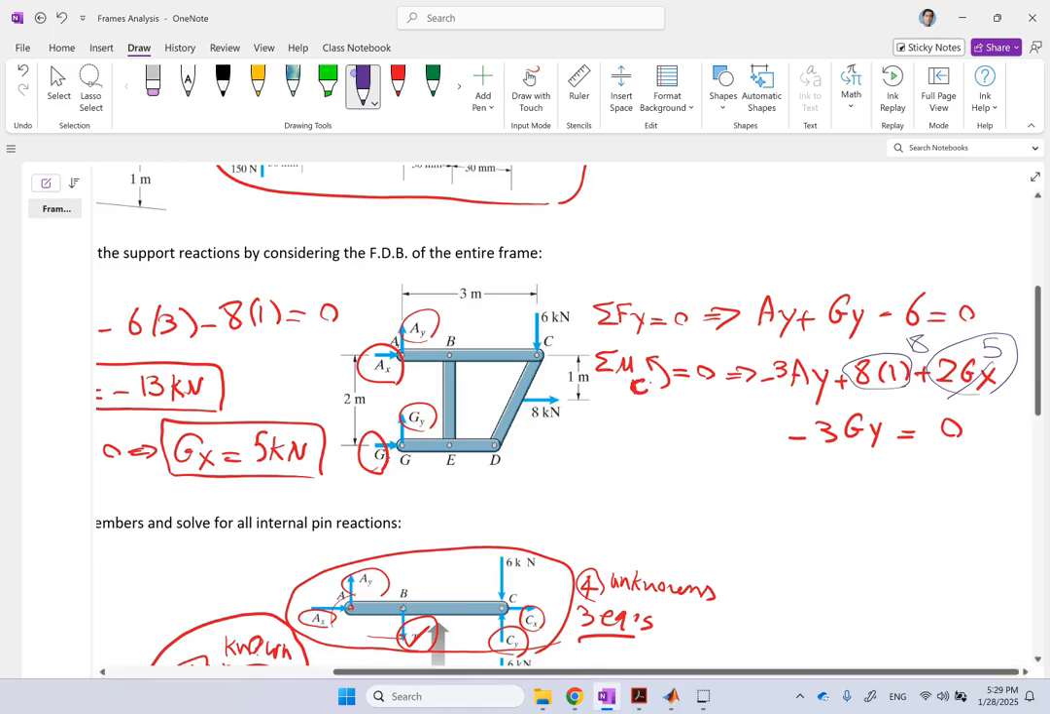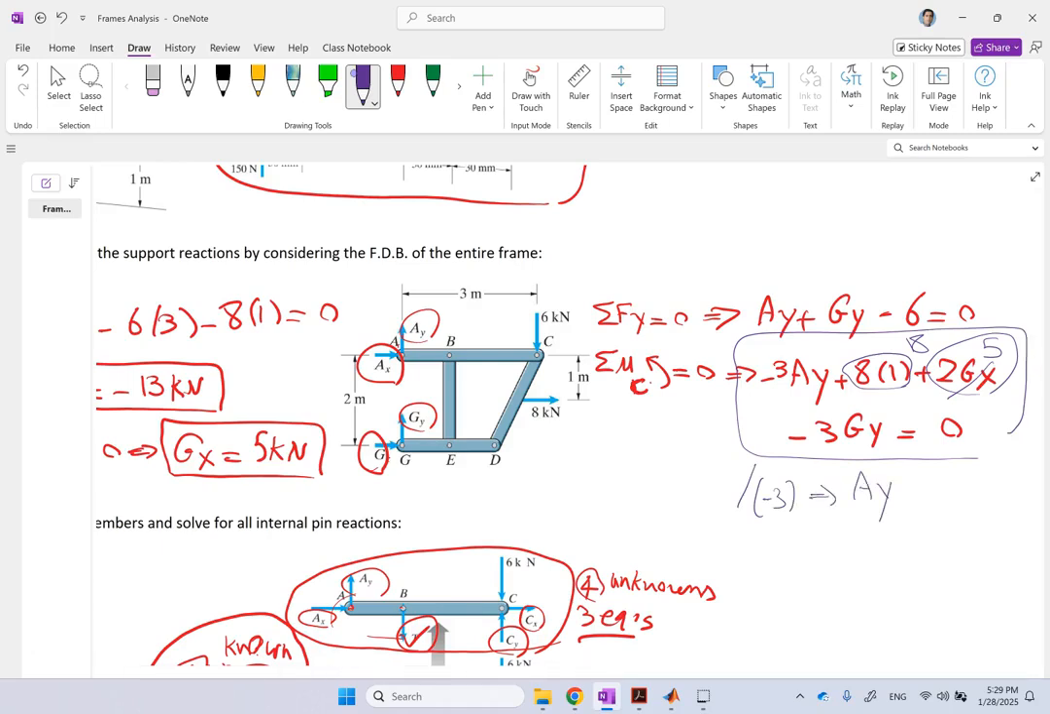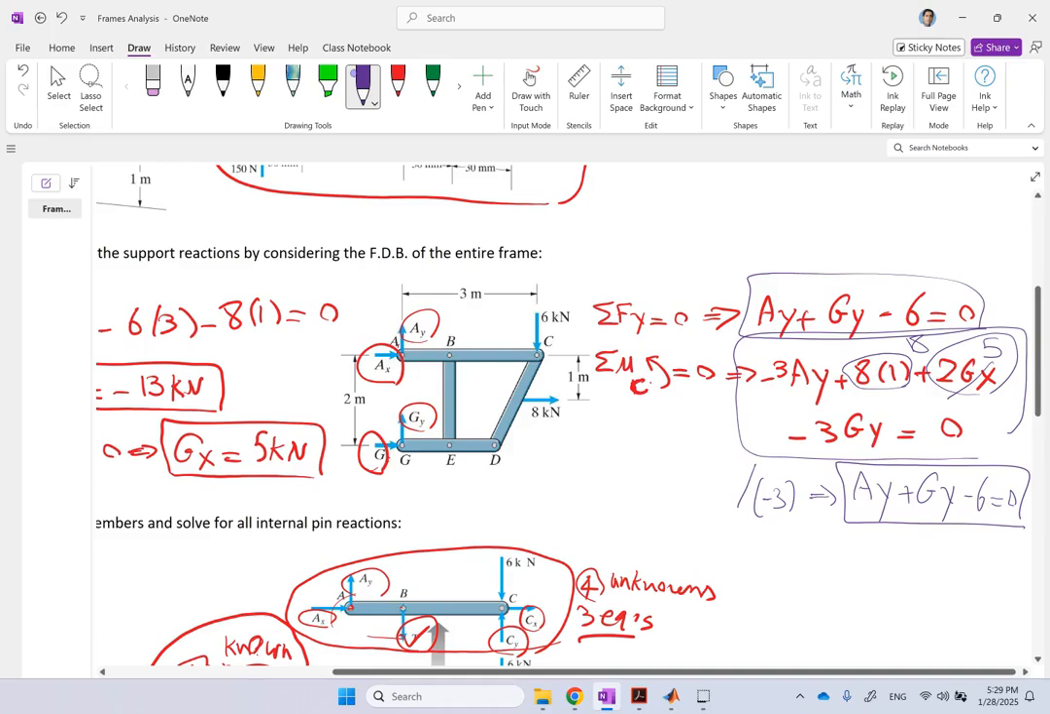Now go ahead and divide this entire equation by a negative 3. Divided by negative 3. What would you get? That becomes ay. This guy becomes gy. And positive 18 divided by negative 3, that's negative 6. Look. That's the same as this one. So you can only get one equation, not 2. You can use any of them, but don't write it twice. Okay, that's the best that you can get.